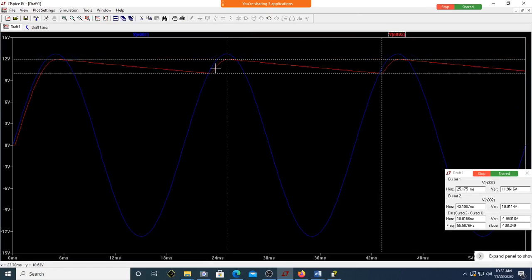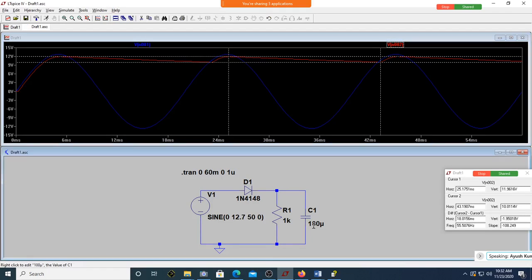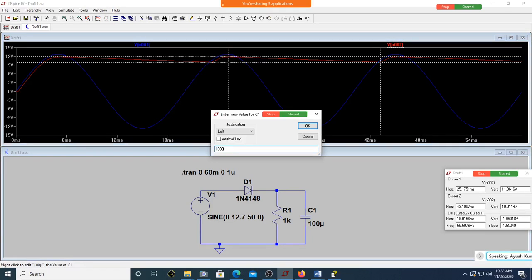Suppose I increase the capacitance value, now we can see what the difference is. It's almost 0.4. I'll do one more simulation, then let me know what the error will be. So I'll go back to this circuit and make it 1000 µ, and now tell me what the error will be.